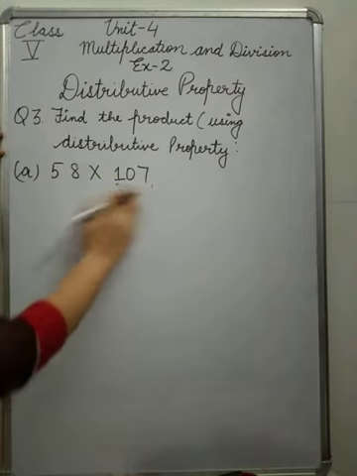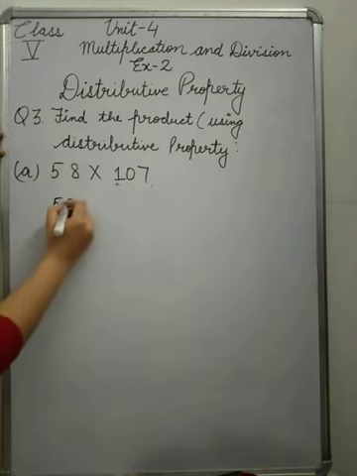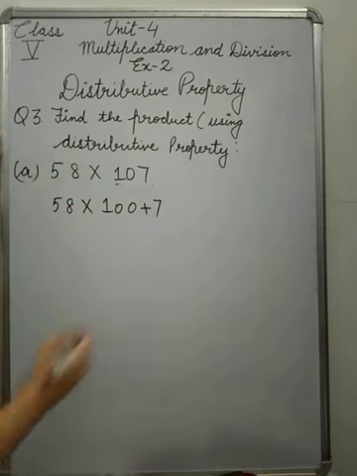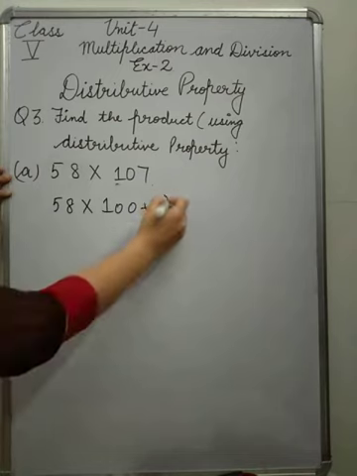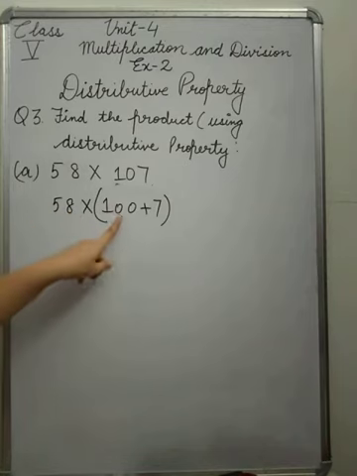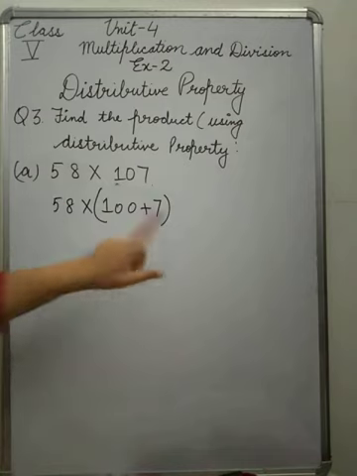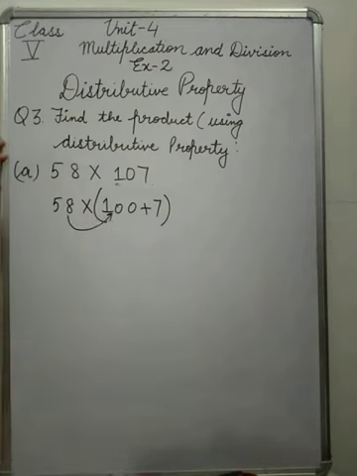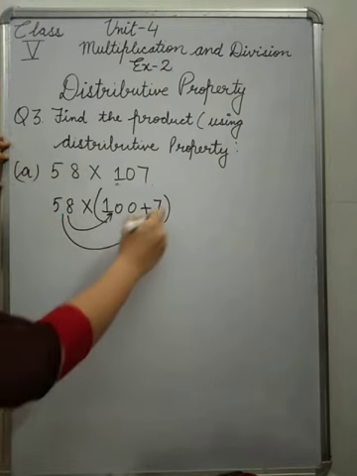So break this number, what will it be? 58 into 100 plus 7. You are breaking this number, so take that in brackets. Now simply take this number outside. Take this number with this also, and this number with this also. Distribute. You cannot give the number to just one of them. You have to give to both. So give that to this and this again to this.